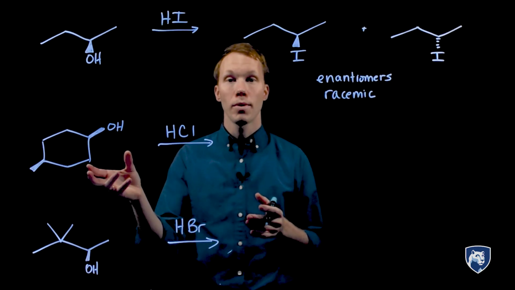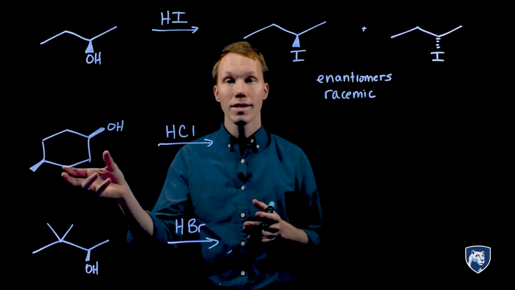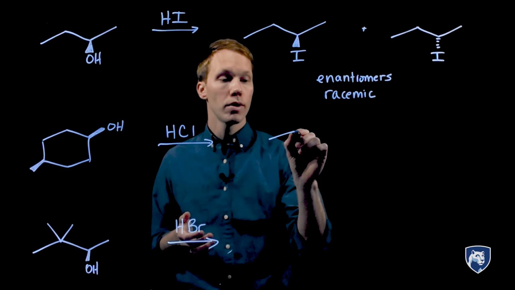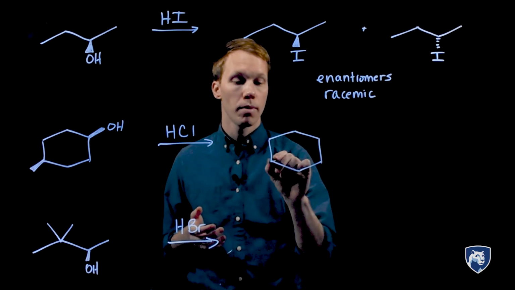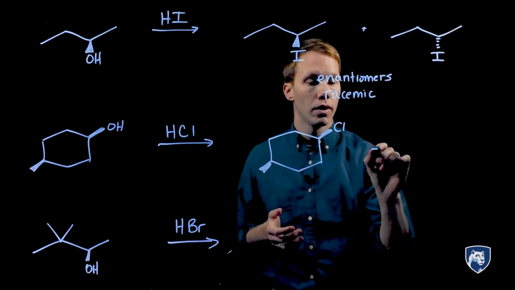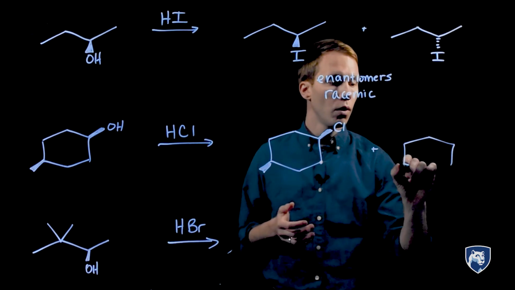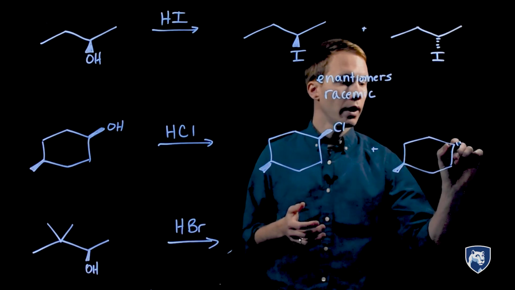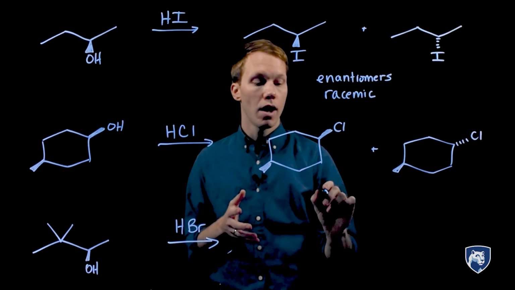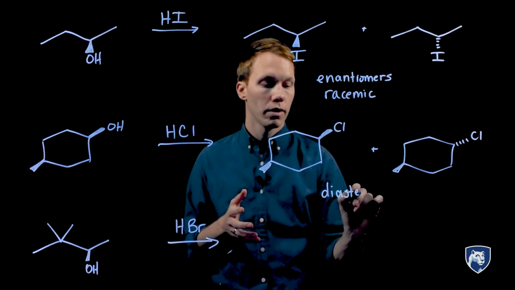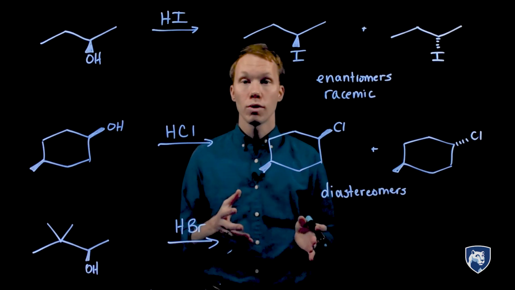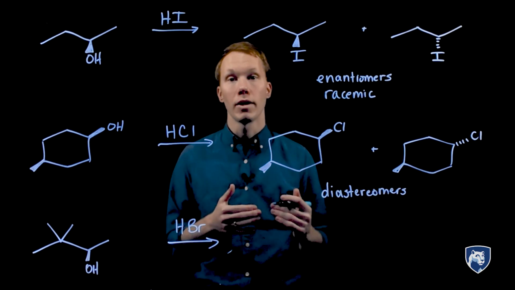In our second example with cis-4-methyl cyclohexanol, how many possible products can be produced? In this reaction, we produce two stereoisomeric products. We can have the chlorine coming towards you or going away from you. These two stereoisomers are diastereomers. They're cis-trans isomers of one another. They are non-superimposable, but they are not mirror images.